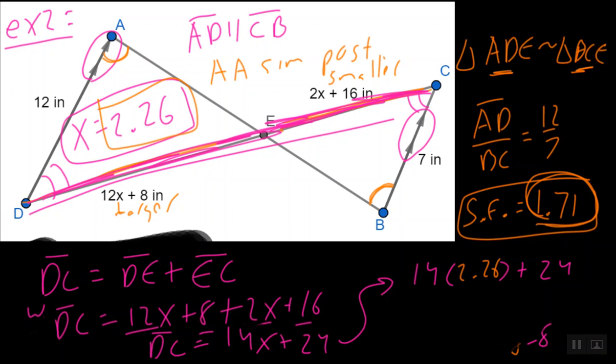And now I have enough information to know that DC is 14x plus 24, where my x value is this 2.26. Well, now this is actually pretty easy to go ahead and finish out. Okay, so just grabbing my calculator, I know that 14 times 2.26 is 31.64 plus 24. Well, let me just go ahead and write that out. 31.64 plus 24. And we can say this. DC is equal to 55.64.